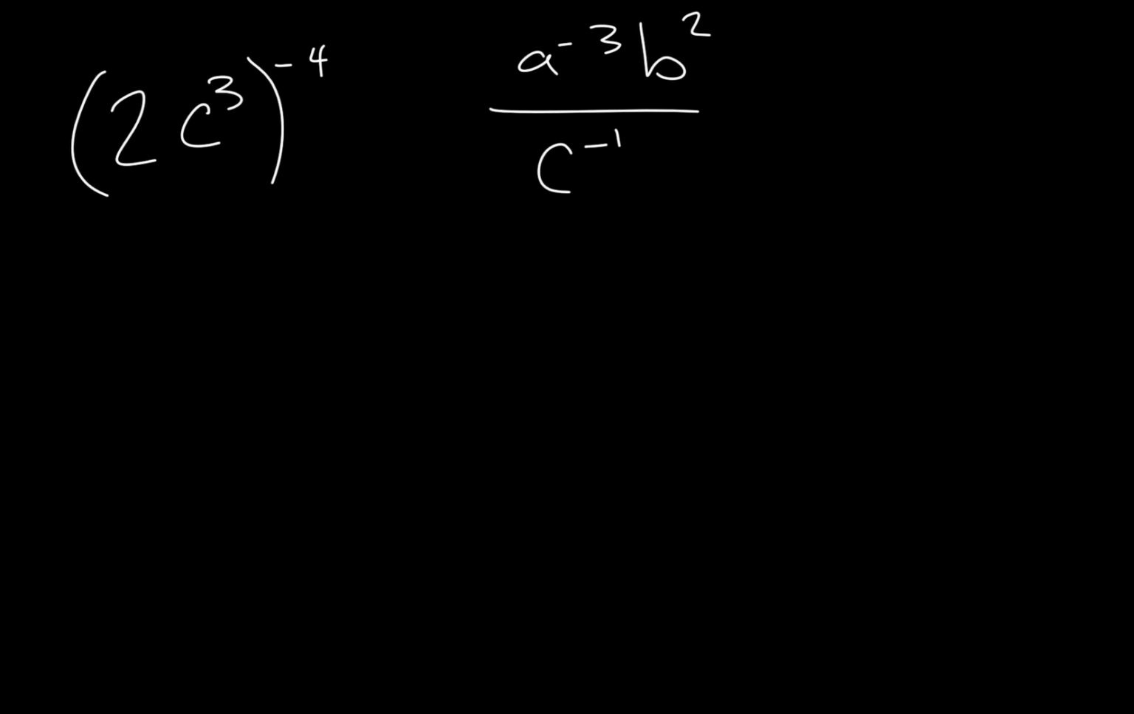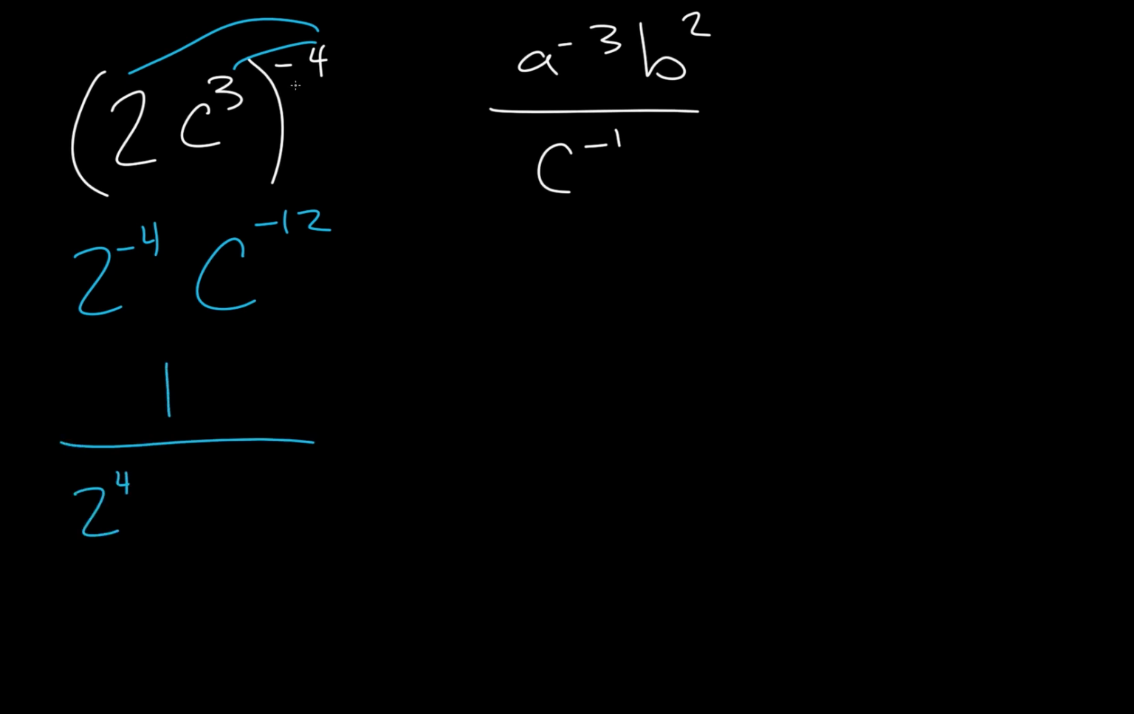And this one is example 18. It says write without negative exponents. So we first want to distribute the negative exponent. So we have 2 to the negative 4, and then c to the negative 12. Both those are negative, so we're going to need to put them on the bottom.